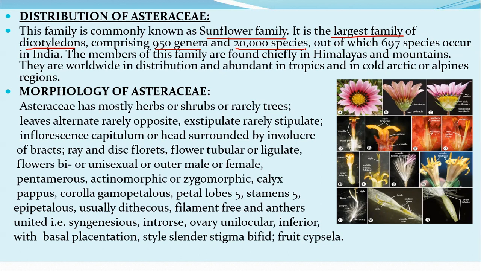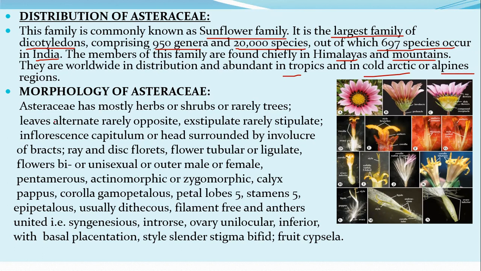Under the order, many families are classified. So here Asteraceae alone is given. Asteraceae includes 950 genera and 20,000 species. From that, around 697 species occur in India. The members of this family are found chiefly in the Himalayas and mountains, and they are worldwide in distribution and abundant in tropics, cold Arctic regions or alpine regions.